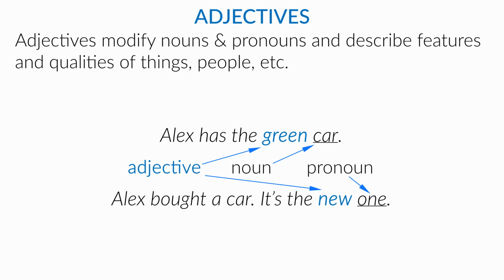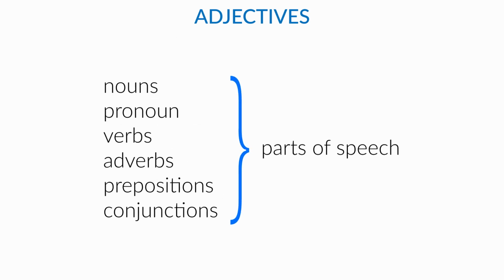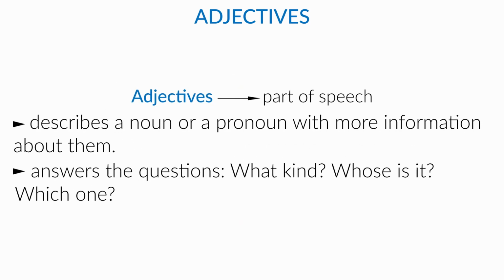Alex bought a car. It's the new one. The adjective new modifies the pronoun one. Adjectives are one of the 4 major word classes, along with nouns, verbs, and adverbs. An adjective is a part of speech that modifies a noun or a pronoun and describes it with more information about them. The adjective answers the questions: what kind, whose is it, which one?